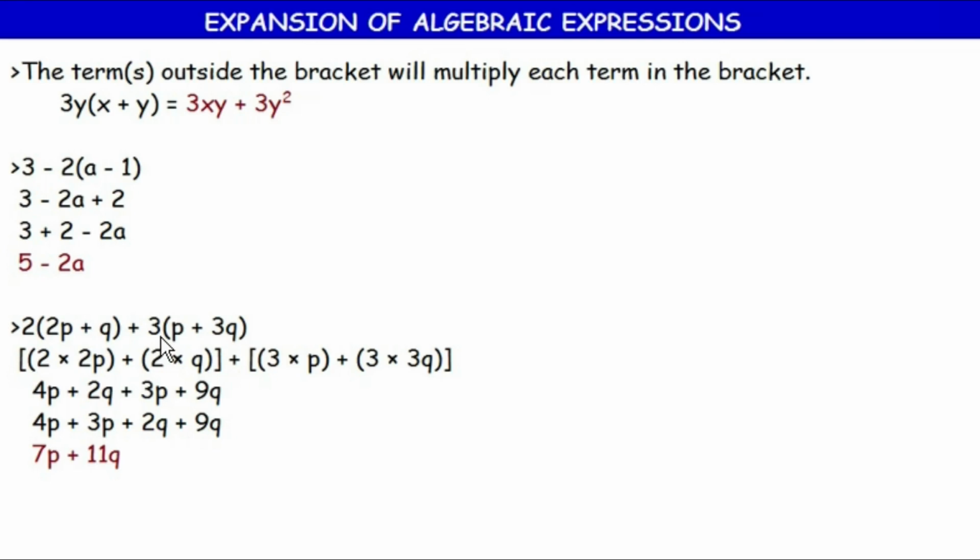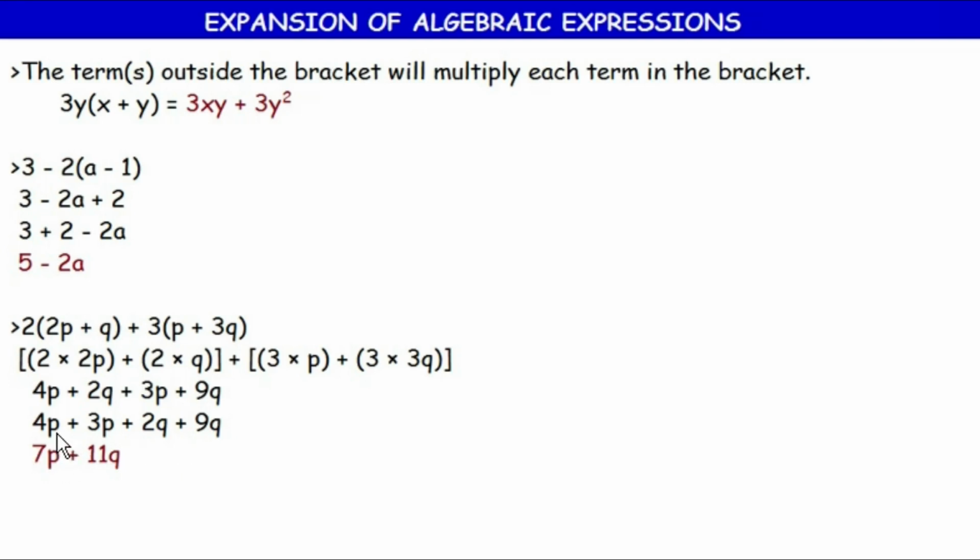So 3 by p gives us 3p. 3 times 3q gives us 9q. So we'll end up getting 4p plus 2q plus 3p plus 9q. From here we group like terms. So we group all the p's and then all the q's.